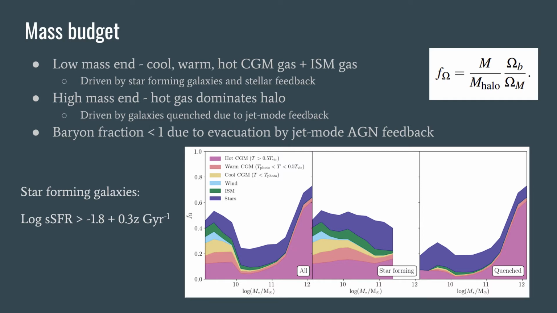Whereas when we go to the high mass end, these are mostly quenched galaxies that are dominated by hot gas in their halos. And these have been affected mostly by our jet mode feedback model. And then also we can notice that the baryon fraction is always less than 1 for all masses, and this is due to the baryons being evacuated by our jet mode AGN feedback.